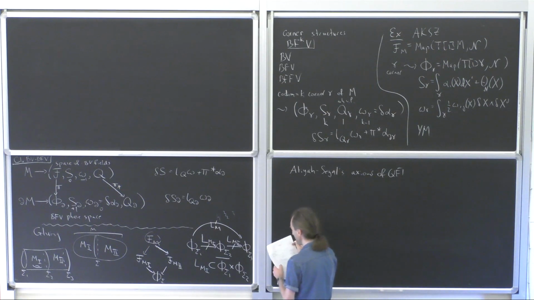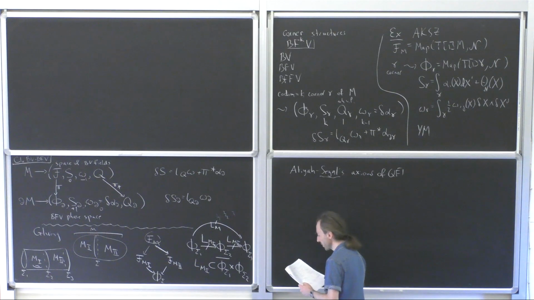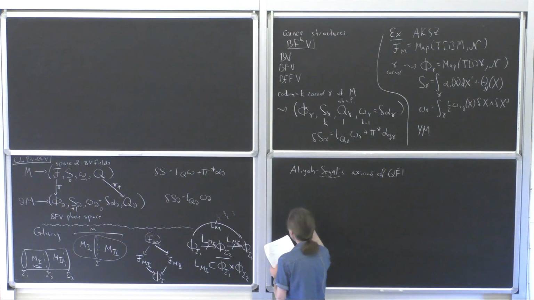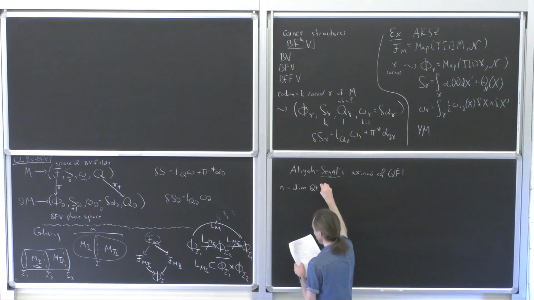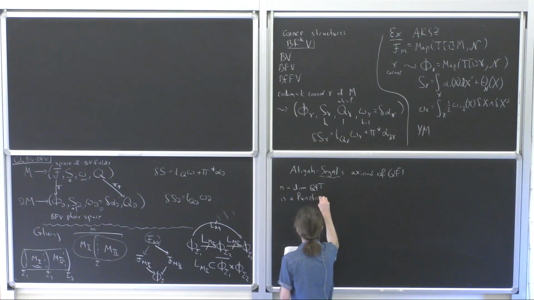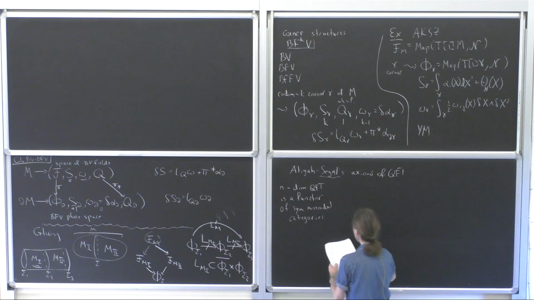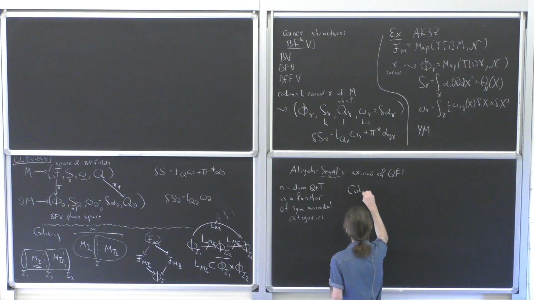I will not try to be detailed here. It will be a sketch, and details can be complicated for geometric cobordism categories. So roughly speaking, the axioms say that an n-dimensional QFT is a functor of symmetric monoidal categories from some appropriate source categories, some geometric cobordism categories.